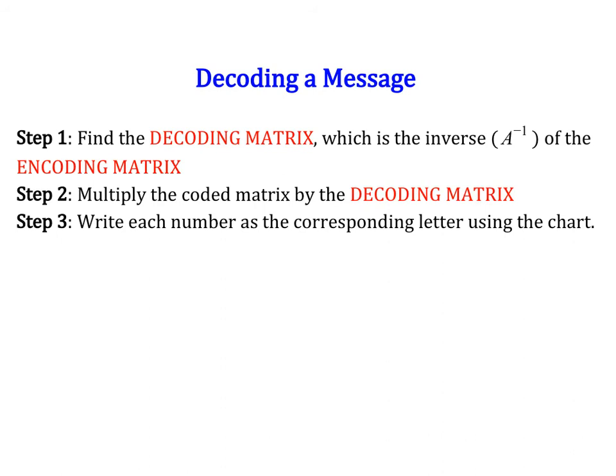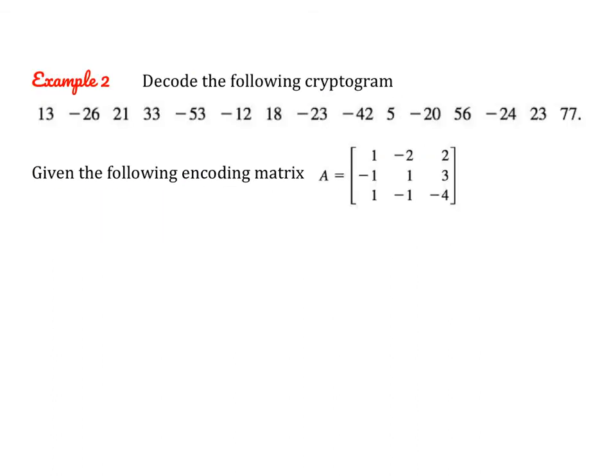So now we're going to talk about, well, how do you decode a matrix? To decode a matrix, the first thing you have to do is find the decoding matrix. Now this is just going to be the inverse of your encoding matrix. So you do have to be given your encoding matrix in order to find the decoding matrix. And then you're going to multiply your coded matrix by your decoding matrix. And then the remaining numbers will be your uncoded matrix, which then you can match with their corresponding letters to find out what the message is.